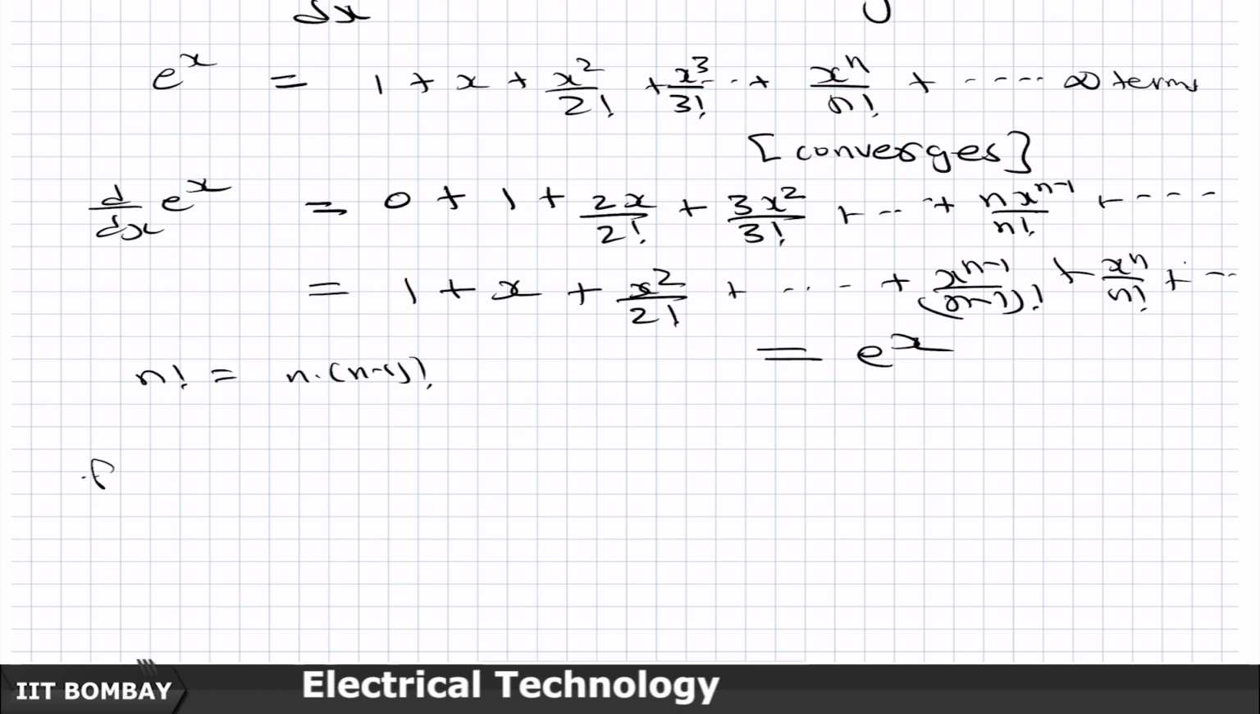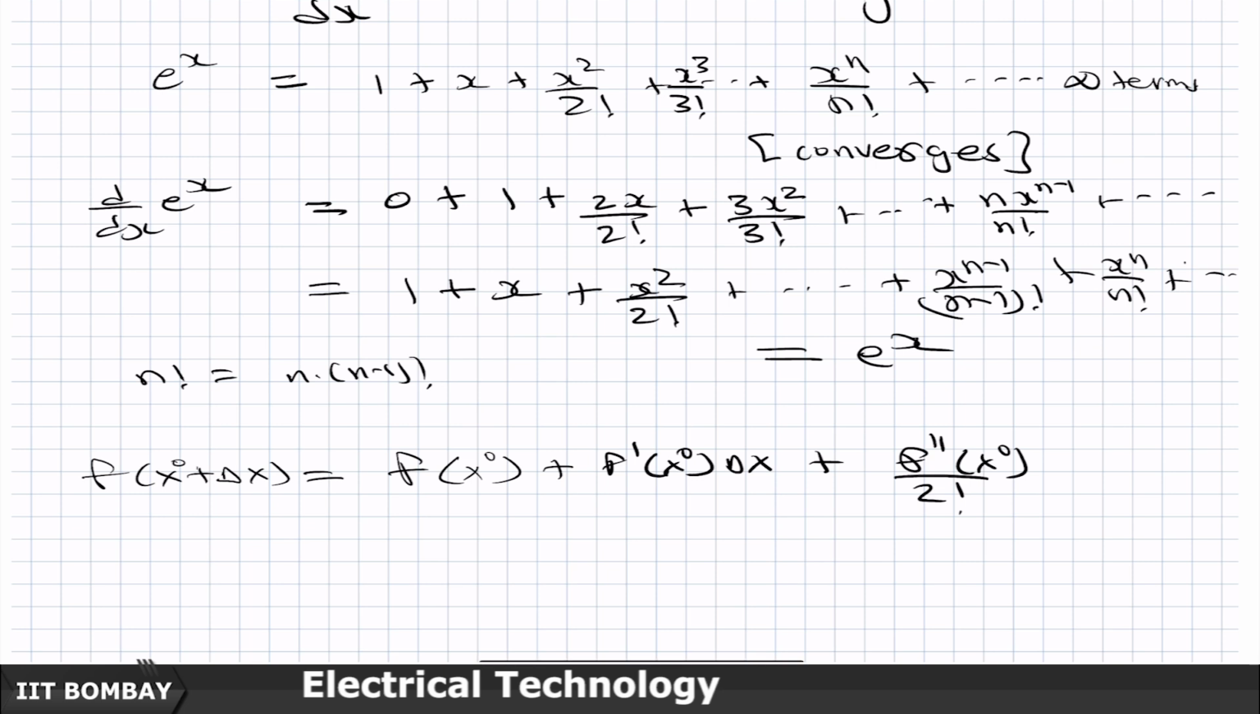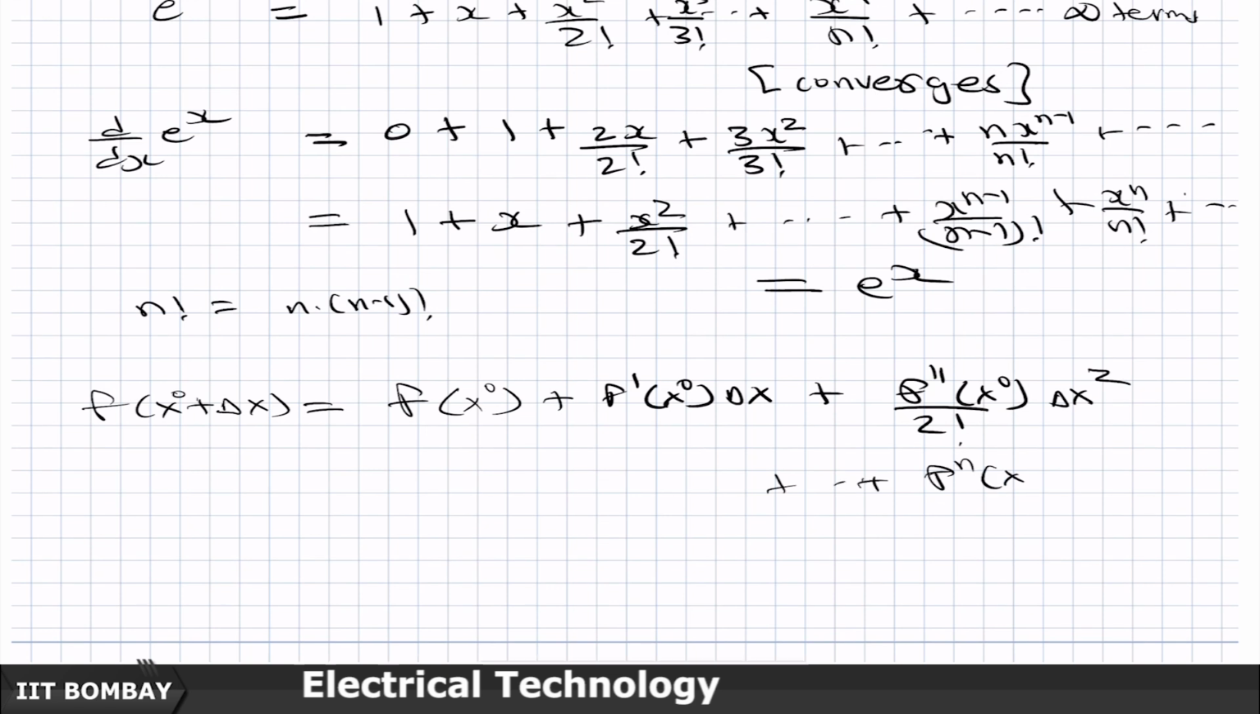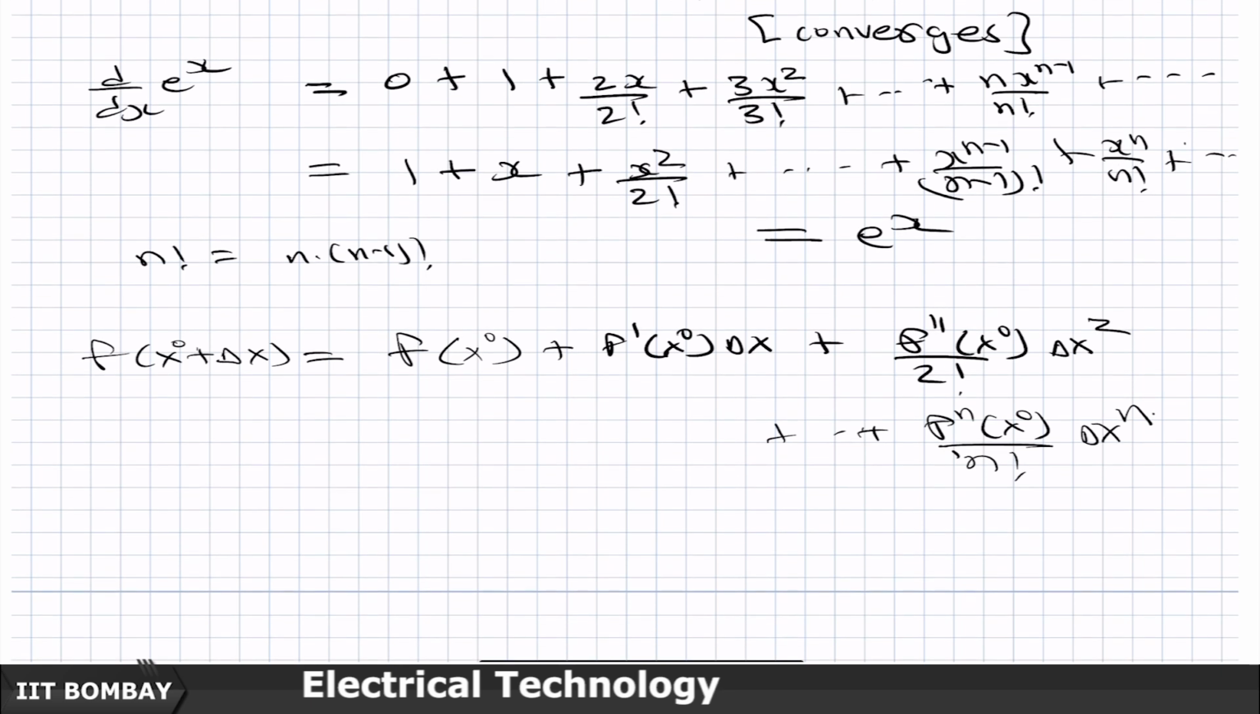If you recall the Taylor series expansion, suppose I want to write f of x naught plus delta x, and the function is continuously differentiable any number of times, then around x naught I will write it as f of x naught plus f dash of x naught times delta x plus f double dash, meaning the derivative taken twice, of x naught divided by 2 factorial into delta x square, and so on up to the nth derivative of f at x naught divided by n factorial into delta x to the power n, and so on. So, this is the Taylor series expansion.